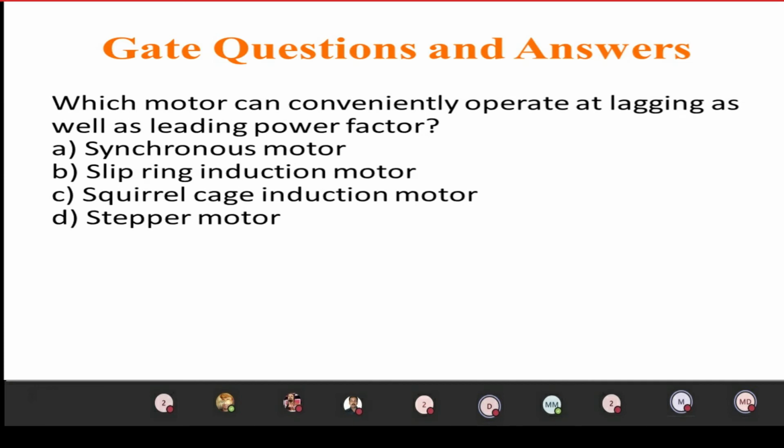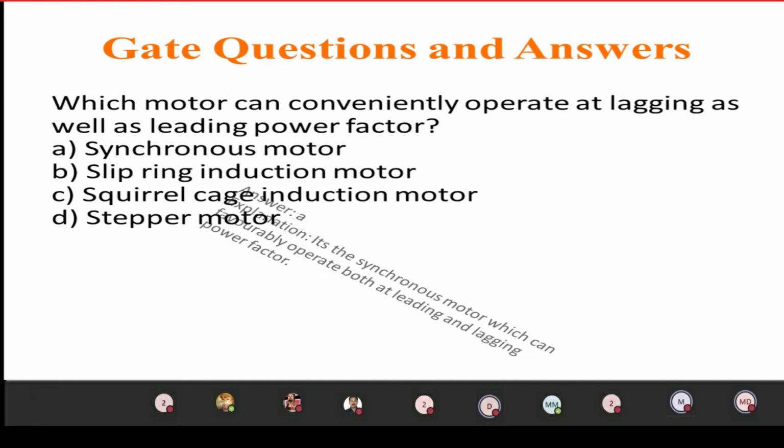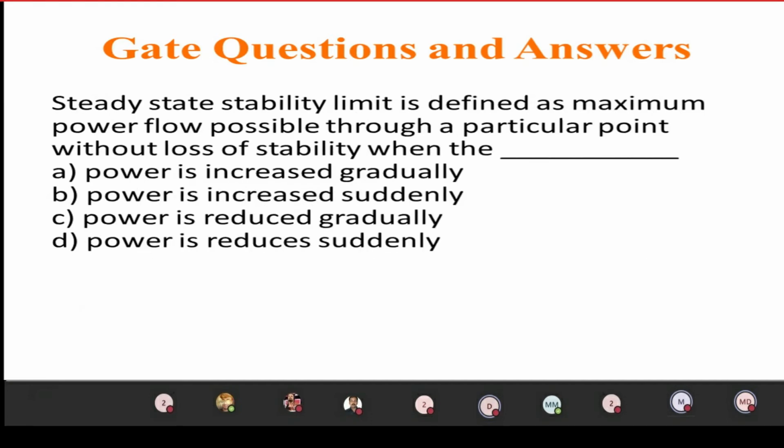Which motor is conveniently operated at lagging as well as leading power factor? Definitely we can say the stepper motor, squirrel cage induction motor and slip ring induction motor run at lagging power factor. They cannot reach the leading power factor. The only motor is the synchronous motor. So next question.